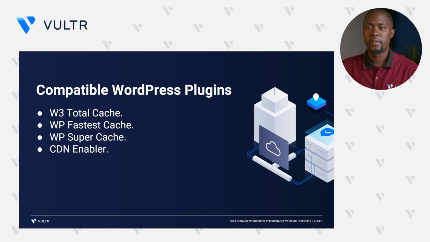And among the best compatible plugins you can use with WordPress to integrate Vultr CDN Pull Zones include WP Total Cache, WP Fastest Cache, WP Supercharge, and CDN Enabler plugins that enable a caching layer and forward content to your Vultr CDN Pull Zone for delivery to your site visitors.